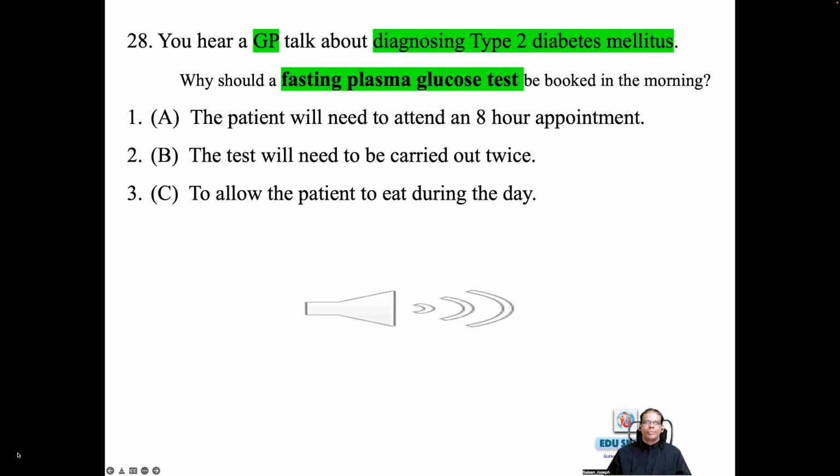You hear a GP talk about type 2 diabetes mellitus.